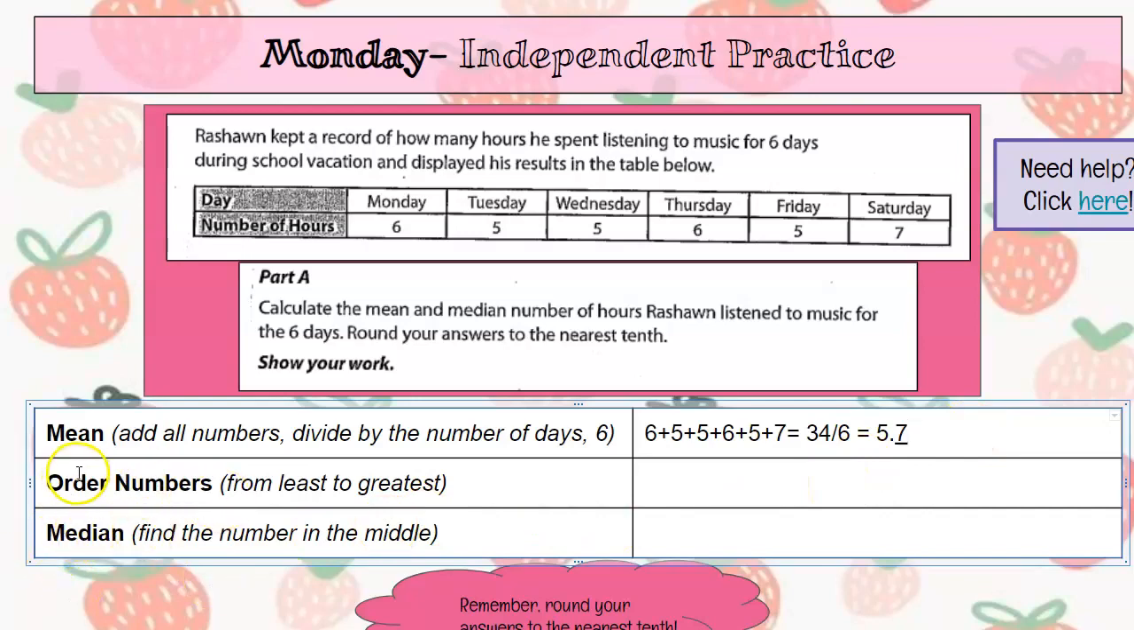The next thing is to find the median. We first have to order our numbers from least to greatest. So we've got 5, 5, 5, 6, 6, and 7. To find the number in the middle, I've got to cross out each number on the side. If I cross out 7, cross out 5, cross out 6, cross out 5, I'm left with 5 and 6 in the middle. And if you remember, when we have two numbers in the middle, we've got to add them up, which we would get 11, and then we would divide it by 2, giving us the median of 5.5.